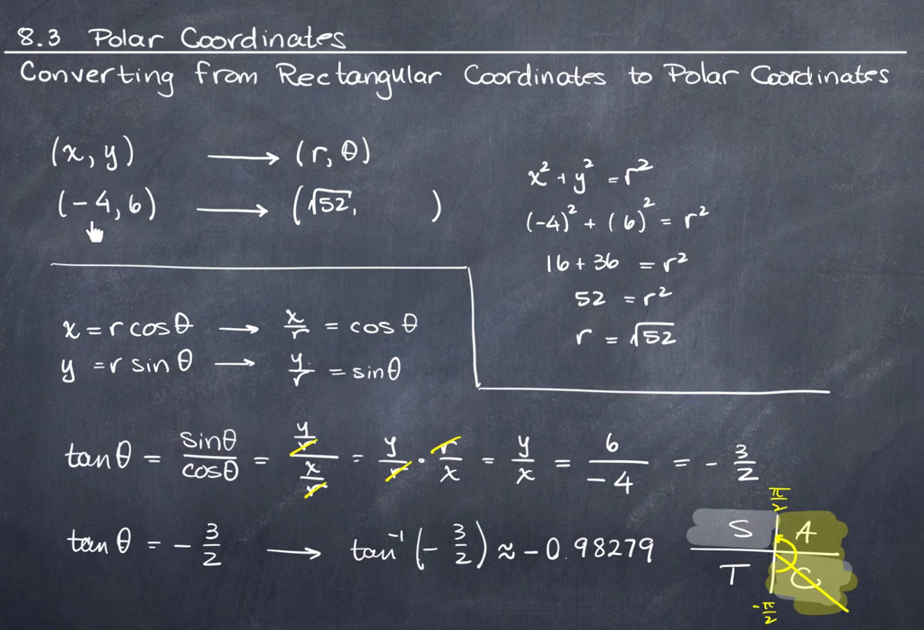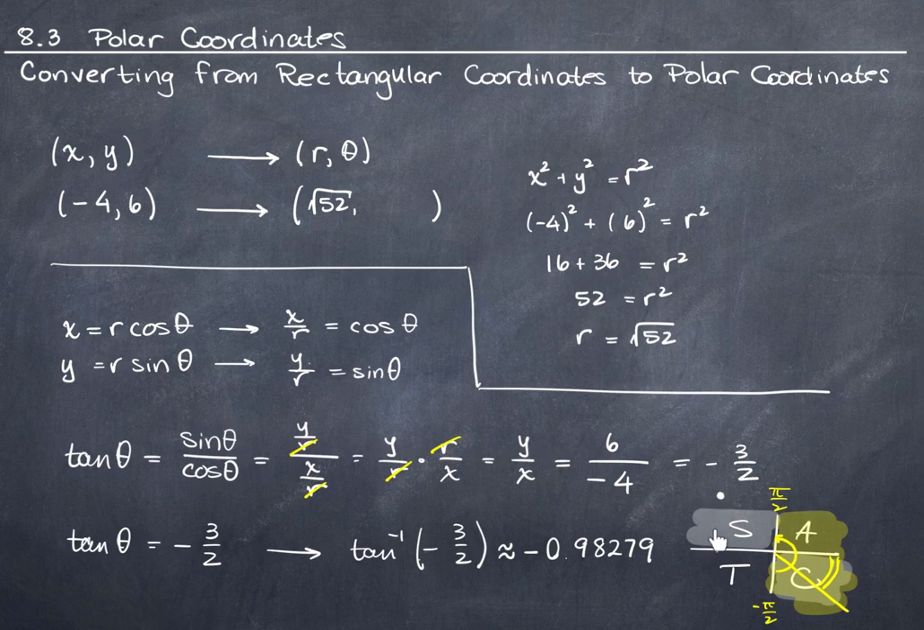Now let's take a look at where our original point was. This is the point we're trying to convert, negative 4, 6. That point is in quadrant 2, maybe about there. So we need to find another angle whose tangent is negative 0.98279, but that's in quadrant 2. Fortunately, tangent has a period of pi, so all we need to do is add pi to this, and we have this angle here. If this angle here is negative 0.98279, then that's my reference angle.